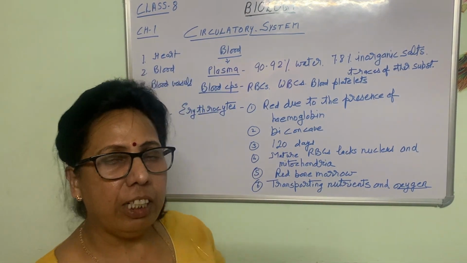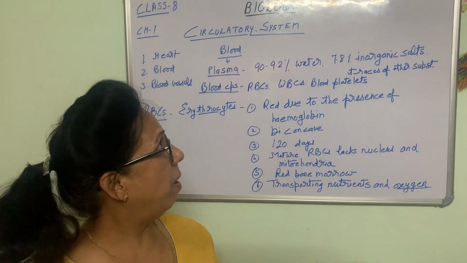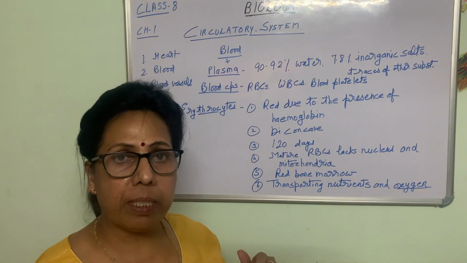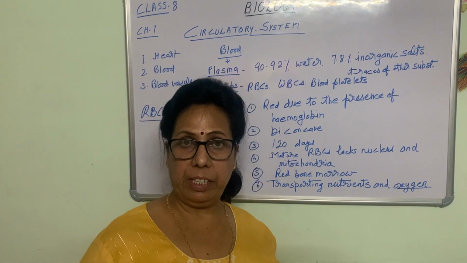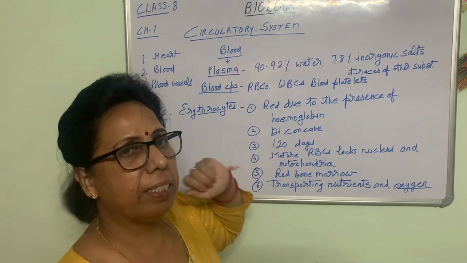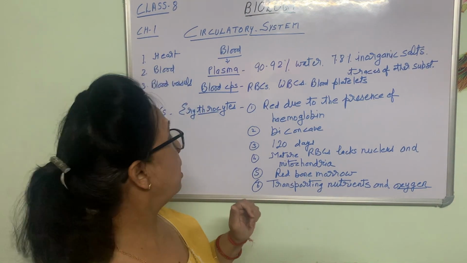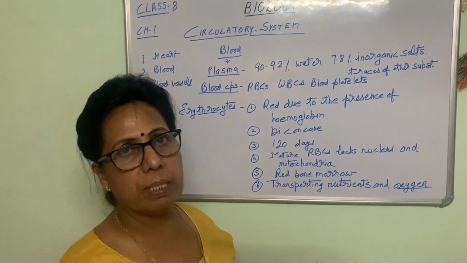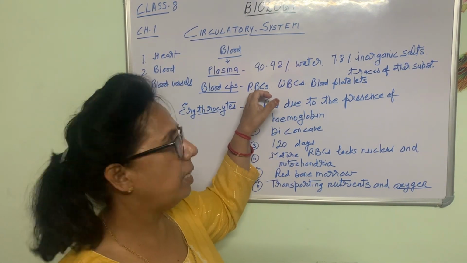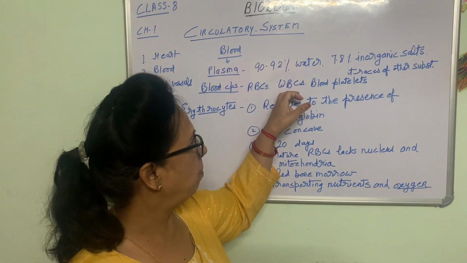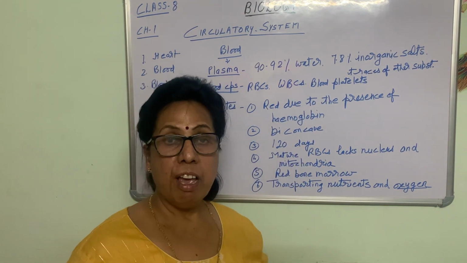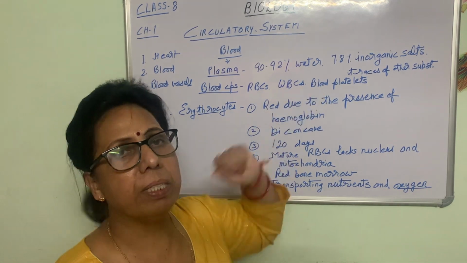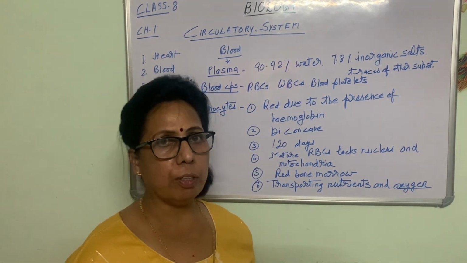Now this blood consists of two parts: plasma, that is the fluid part of the blood. 40% to 45% is the plasma present in the blood. And the next part, 50 to 55%, is the blood corpuscles that consist of RBCs, that is the red blood cells, white blood cells and blood platelets.